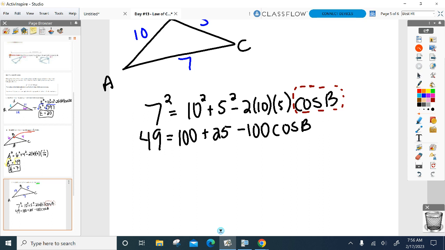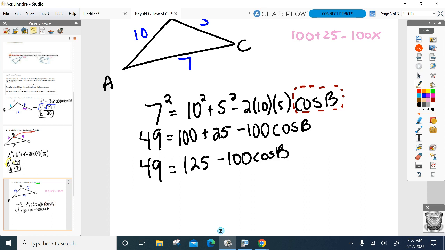Quick question for you guys. If I gave you this, 100 plus 25 minus 100x, could you combine all 3 of those? Are all three of those like terms? No. So you can't combine all three of those. This is attached right here. What's the only two you could combine up here? 100 and the 25. That's the same thing down here. You can only combine this 100 and this 25. So let's keep going. 49 equals 125 minus 100 cosine B. Again, you cannot combine those two.